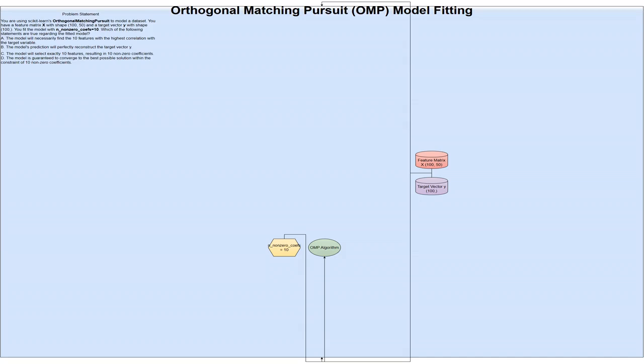I'm using OrthogonalMatchingPursuit, a specific algorithm for fitting a model. It's like finding the best way to describe something using only a few key ingredients. In this case, the recipe is a linear model, and the ingredients are the features. The model's goal is to accurately predict the target.